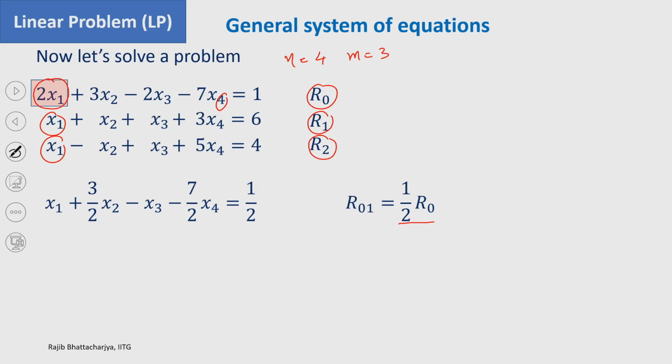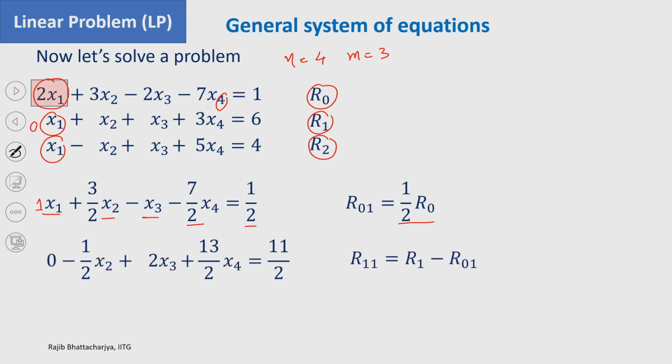In that case this will be x 1, so now the coefficient is 1 here. This is 3 by 2, then x 3 divided by 2, and this is minus 7 by 2 x 4, and the right hand side is half. Now, the next step is that I would like to make the coefficient of x 1 in equation 2 equal to 0. So, what will I do here?